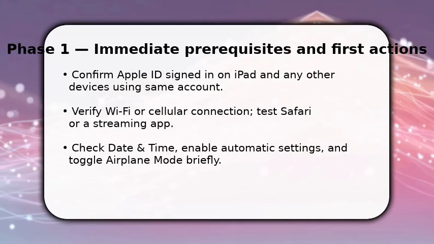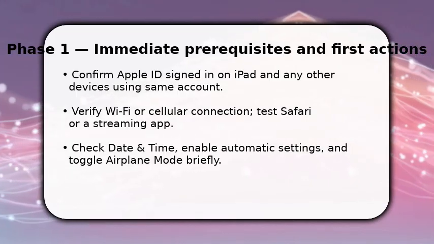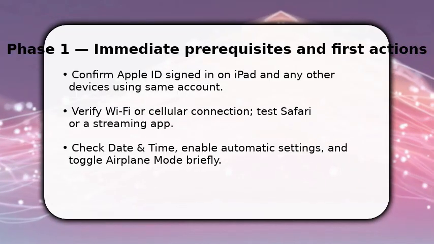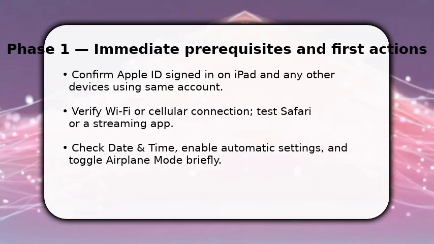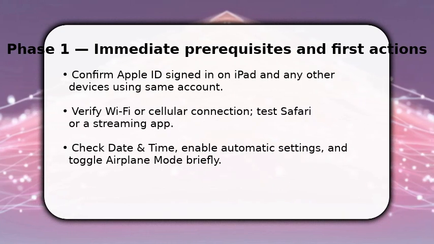This prevents server mismatches. Finally, toggle airplane mode on and off to reset radios. This often clears transient networking glitches quickly. You now address the account and messaging layer.